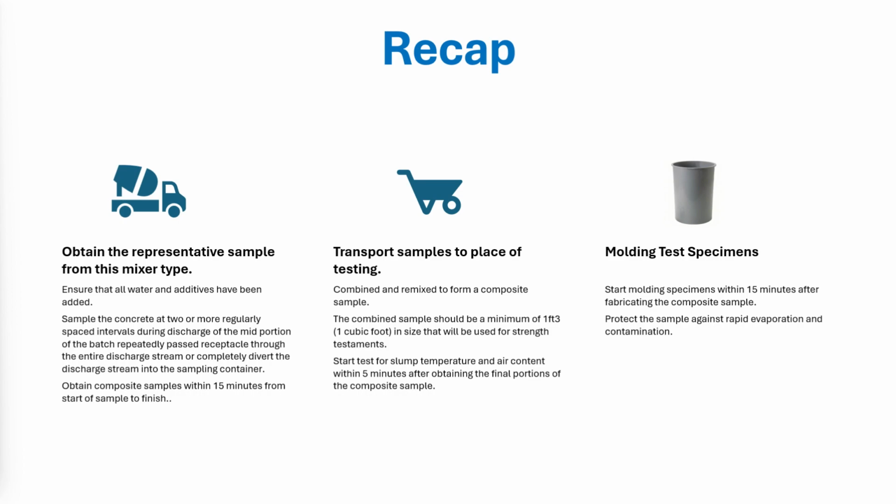Obtain the composite samples within 15 minutes from start time to finish time. Transport samples to the place of testing. Combine and remix for the composite sample. The combined sample should be a minimum of 1 cubic foot in size to be used for strength specimens. Start tests for slump, temperature, and air content within 5 minutes after obtaining the final portions of the composite sample.